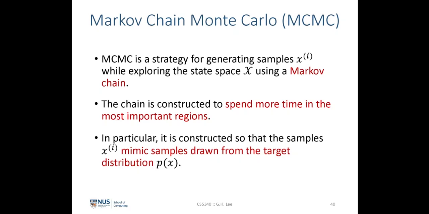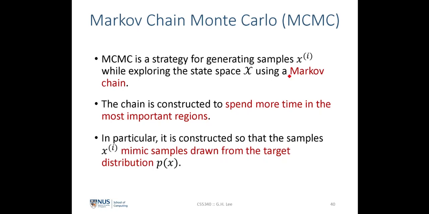In short, MCMC is a strategy for generating samples while ensuring that we can explore the whole state space using a Markov chain. We'll see that the Markov chain is constructed in such a way that we will spend more time sampling the most important regions.